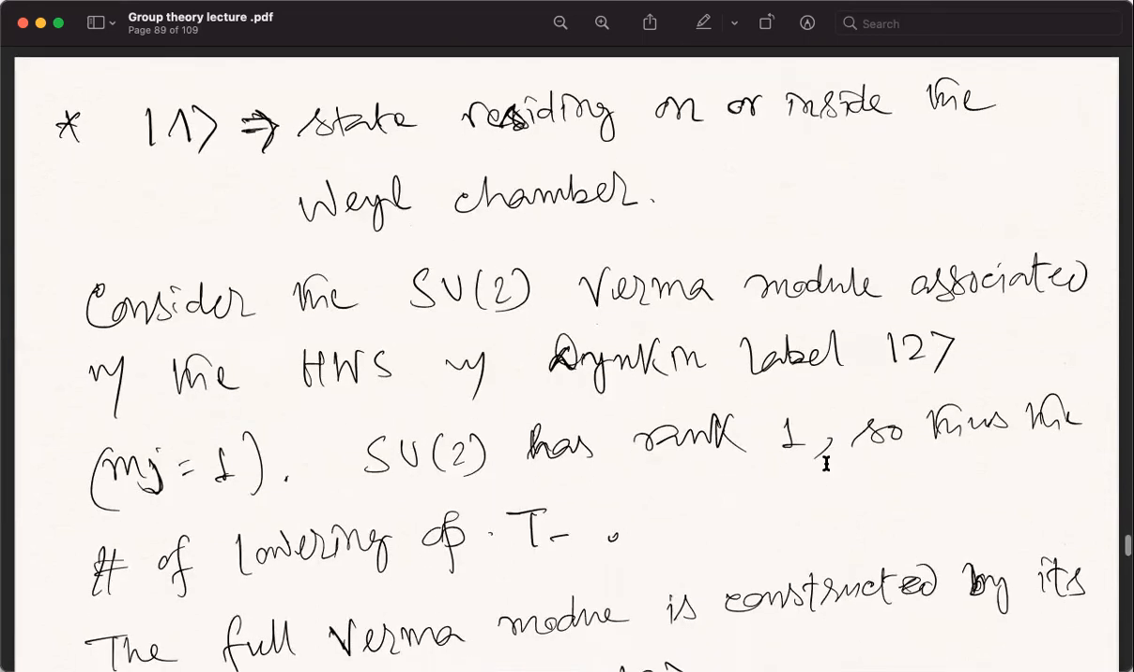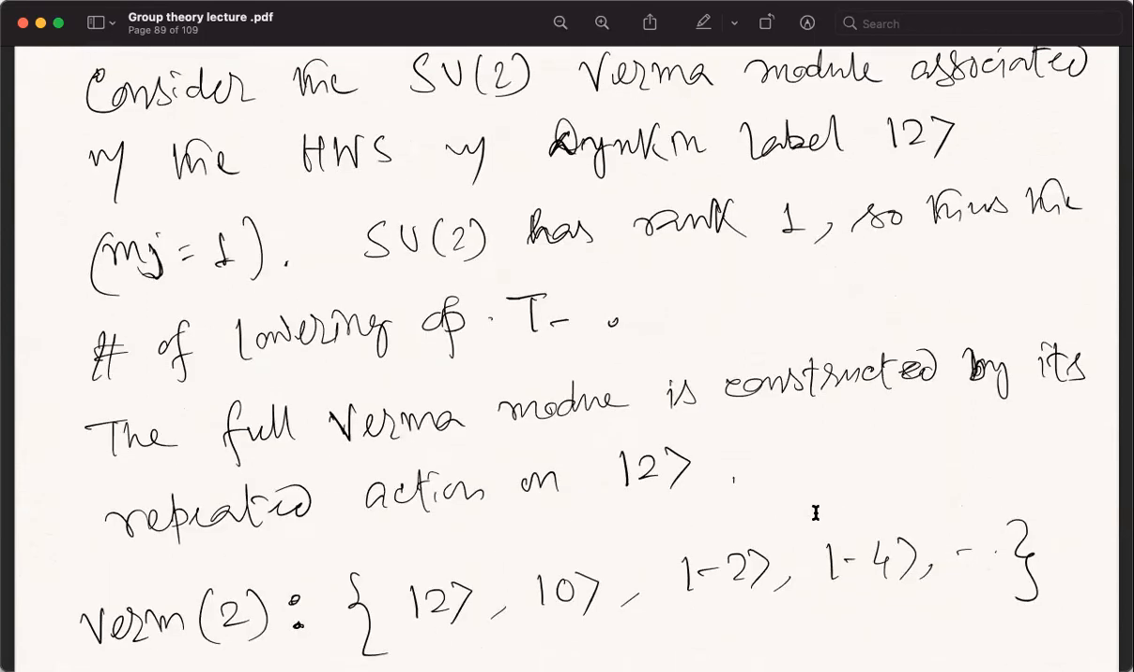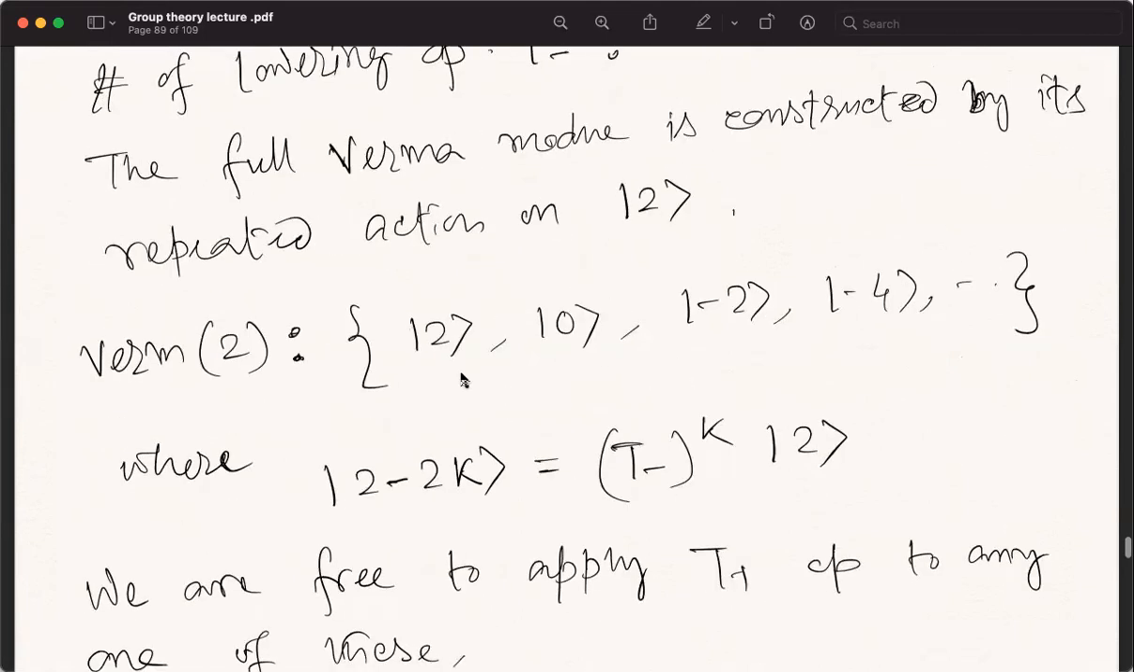Now consider the SU(2) Verma module associated with the highest order state with Dynkin label 2, right? Because it is twice the spin projection, an integer, so it's 2. Now SU(2) has rank 1, so there is only one lowering operator, T minus. The full Verma module is constructed by repeated action on 2, unless you hit something where you get 0. So Verma 2 we define as a collection of states like 2, 0, minus 2, minus 4, and so on.